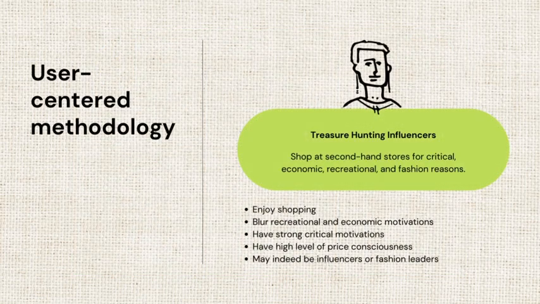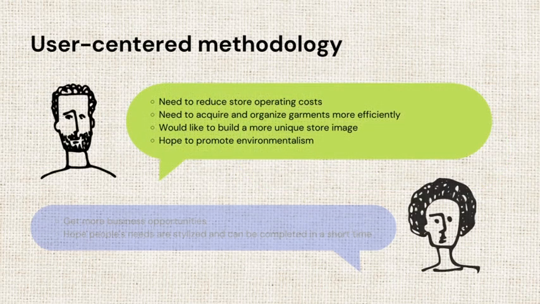And in this project, I employed a user-centered methodology to analyze the user personas of secondhand store shoppers. I discovered that these users can be divided into four segmentations. One such group of shoppers is the treasure hunting influencers, who are the target user for this project. This is because they're highly motivated by critical factors and demonstrate a strong concern for environmental issues.